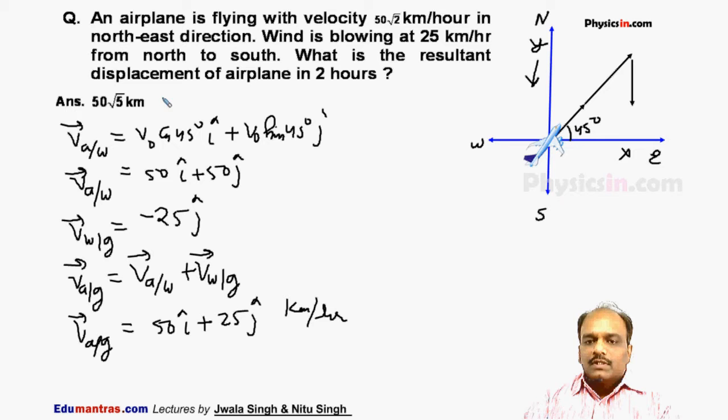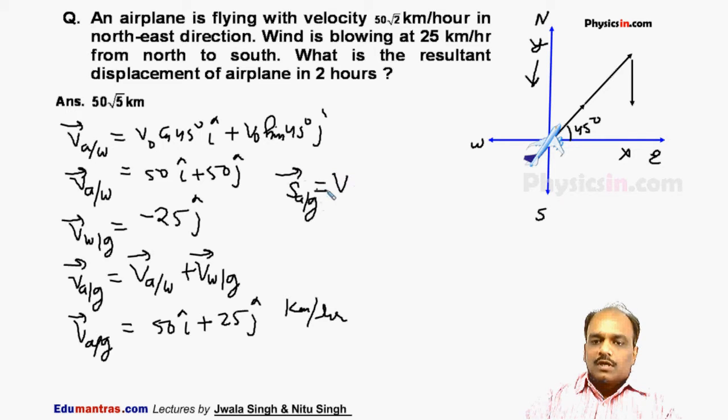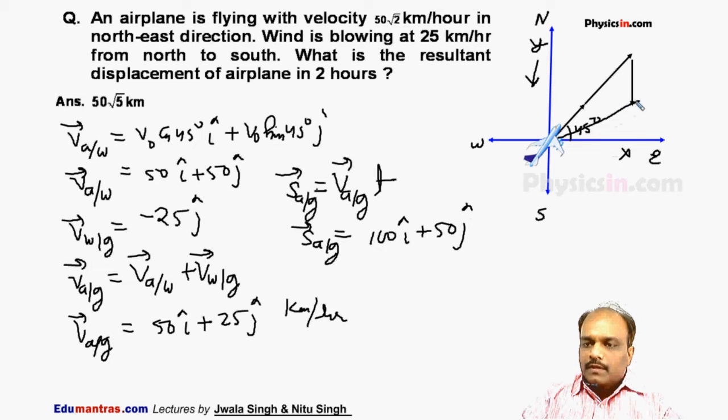Now we have to calculate the resultant displacement of the aeroplane. So the displacement of aeroplane with respect to ground is velocity of aeroplane with respect to ground into t. So displacement of aeroplane with respect to ground is 50 i cap plus 25 j cap into 2 hour. That is equal to 100 i cap plus 50 j cap. So this is the displacement of the aeroplane with respect to ground.